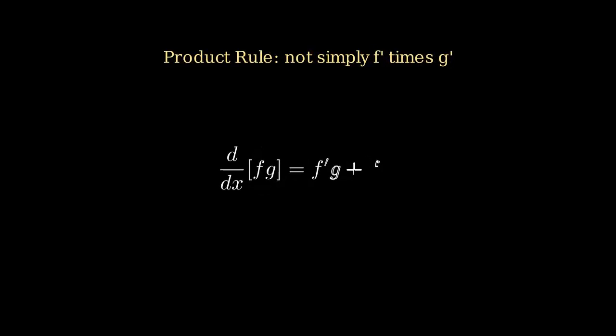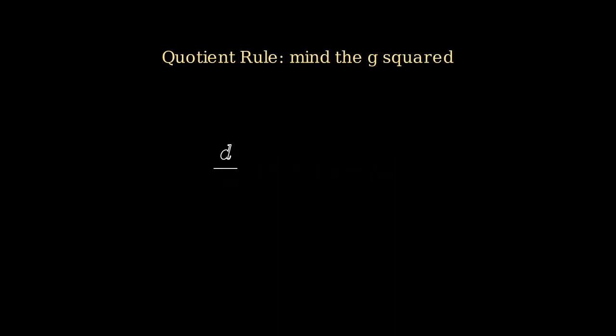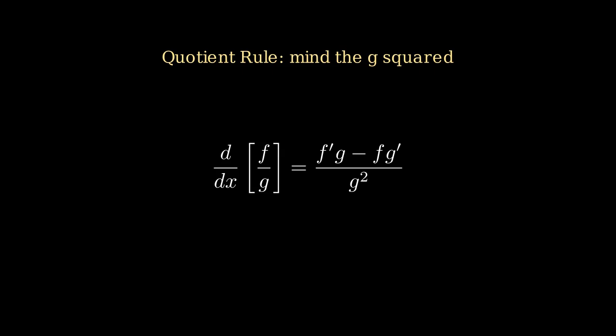The constant multiple rule says the derivative of k times f equals k times f prime. Constants just get carried along for the ride. The product rule says the derivative of f times g equals f prime times g plus f times g prime. Notice this is not simply f prime times g prime. And the quotient rule says the derivative of f divided by g equals the quantity f prime times g minus f times g prime, all divided by g squared.